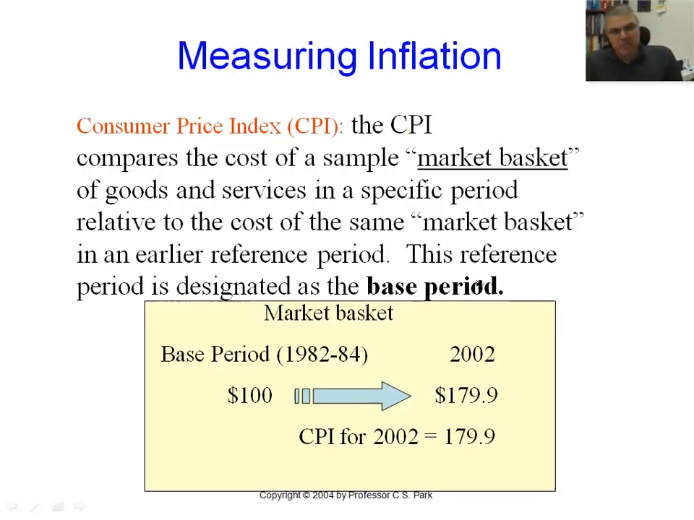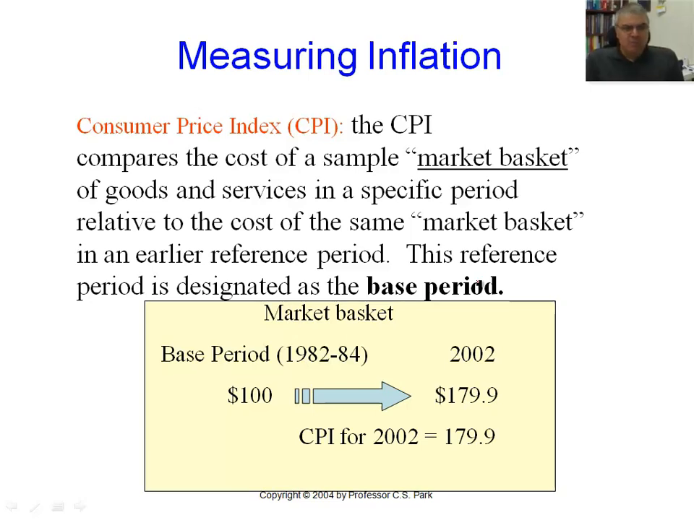So the Consumer Price Index, or CPI, again, there is a market basket, and it compares the cost of a sample market basket of goods and services. This market basket doesn't necessarily have to be goods, but it could also be services in a specific period relative to the cost of the same market basket in an earlier reference period. This reference period is designated as the base period. So again, an example is given here for the base period of 1982 to 84.